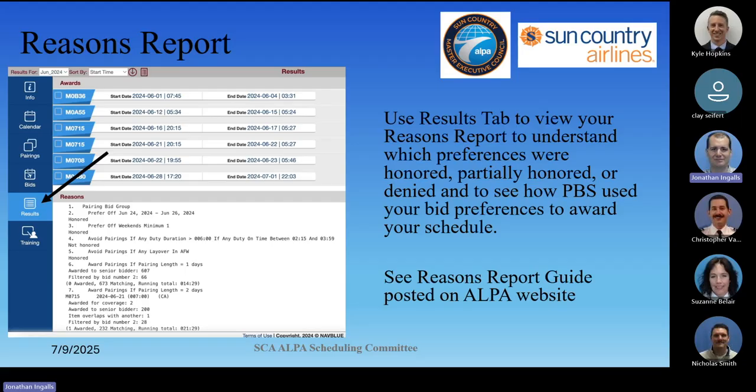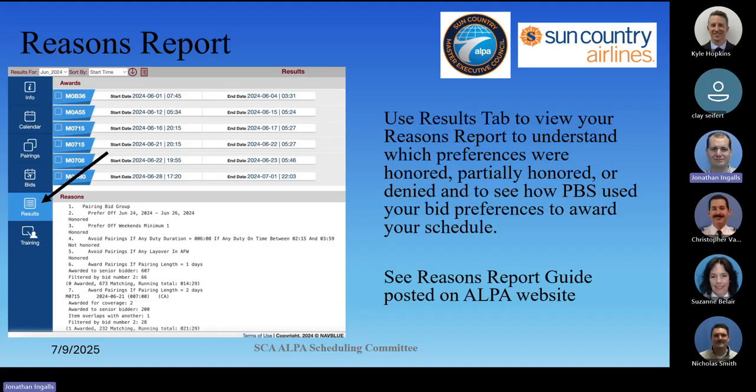So like line 1, pairing bid group, self-explanatory. Line 2, prefer off between June 24 to June 26. Honored that. Great, you got it. Line 3, prefer off one weekend. You got it. Line 4, prefer off any duty if it's greater than 6 hours and you're on duty between 2:15 and 3:59 in the morning. Bad news, not honored. That tells us denial mode kicked in and denied that preference. Line 5, award pairings if the layovers in AFW. If you avoid layovers in AFW, honored that.